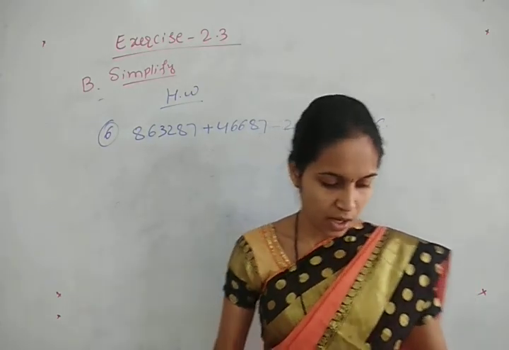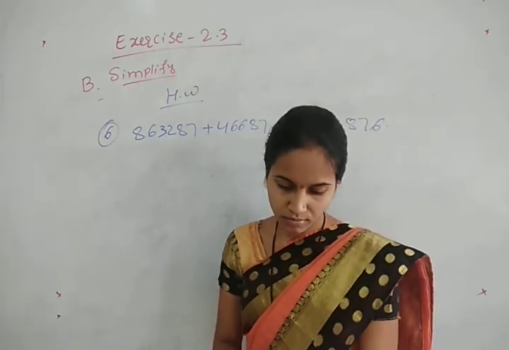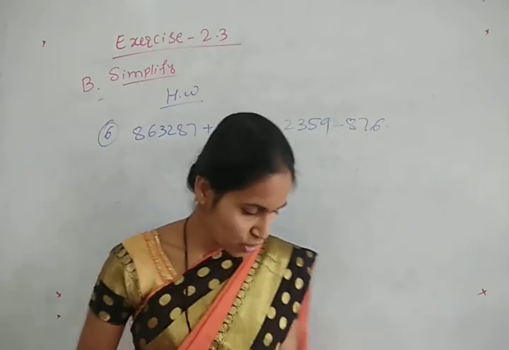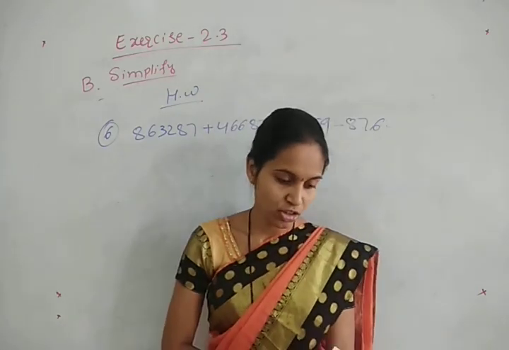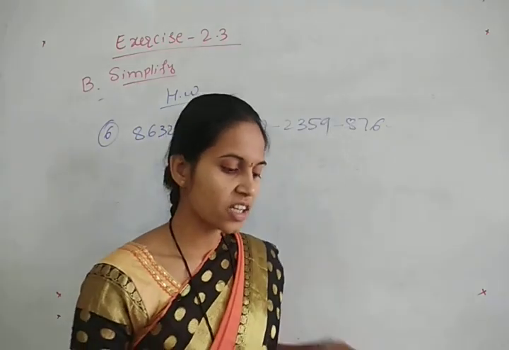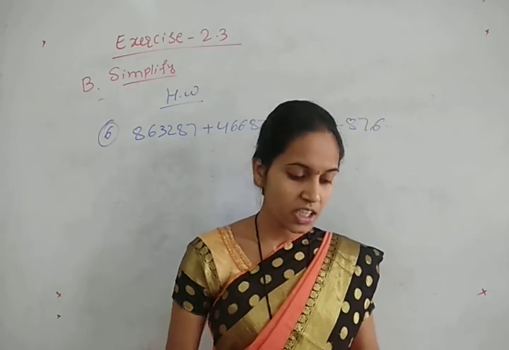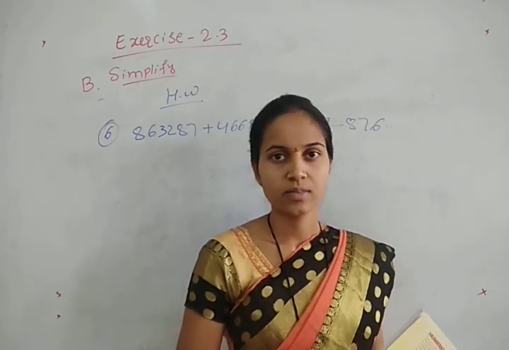Okay. So this is the completion of your exercise number 2.3 and also the completion of your chapter number 2. Okay. The addition and subtraction of large numbers is completed today. In our next class, we will start the chapter number 3, that is multiplication and division of large numbers. Okay. Thank you.